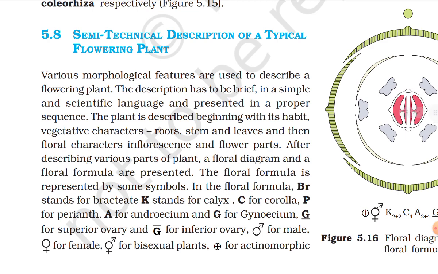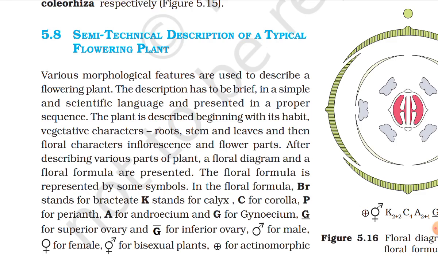Semi-technical description of a typical flowering plant. Various morphological features are used to describe the flowering plant. The description has to be brief, in simple and scientific language, and presented in a proper sequence. The plant is described beginning with its habitat, vegetative characters, root, stem, leaf, and then floral characters, inflorescence, and flower parts. After describing various parts of a plant, a floral diagram and a floral formula are presented.